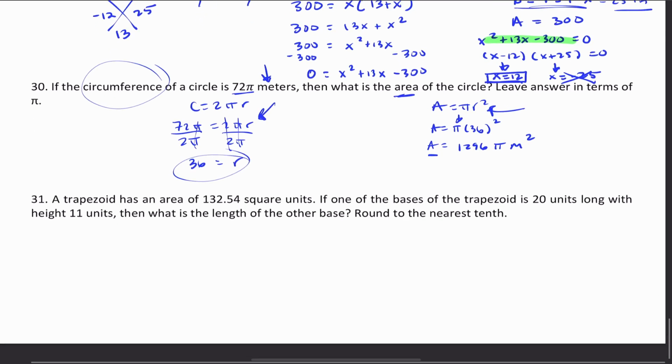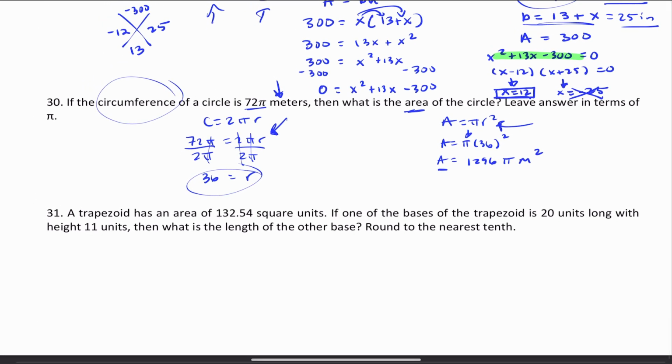Okay, next, this one's a difficult one. A trapezoid has an area of 132.54 square units. If one of the bases of the trapezoid is 20 units long with height 11 units, then what is the length of the other base? Round to the nearest 10.